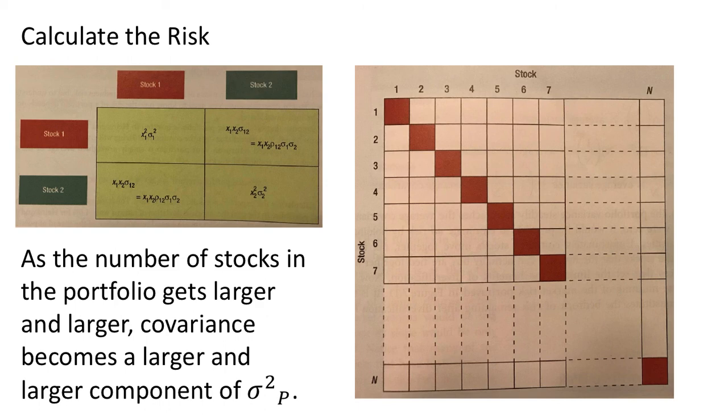If we were to take this portfolio up to 100 stocks, now it will be a sea of white boxes, a sea of covariance boxes with only this one line diagonal full of variance boxes. Covariance is becoming larger and larger in our calculation of portfolio variance, and variance of the individual stocks becoming less and less important in our calculation of the variance of our whole portfolio.